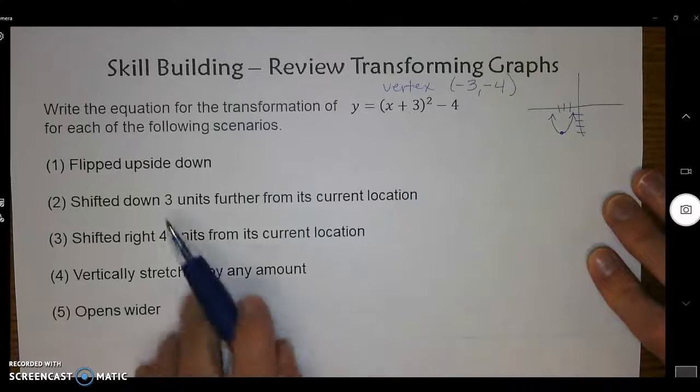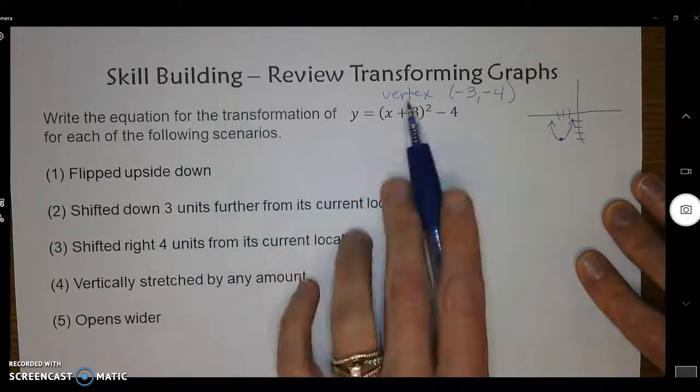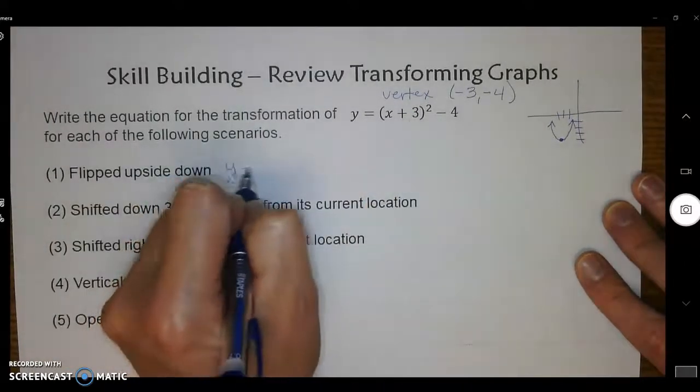All right, we need to flip it upside down. So to do that, I turn my a value negative.